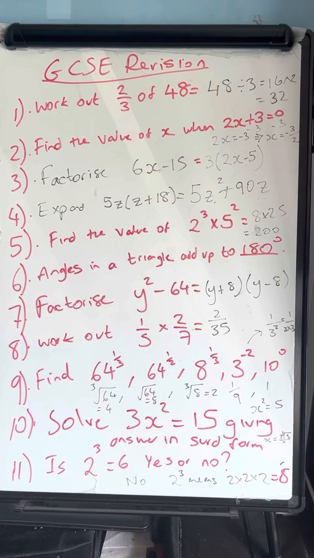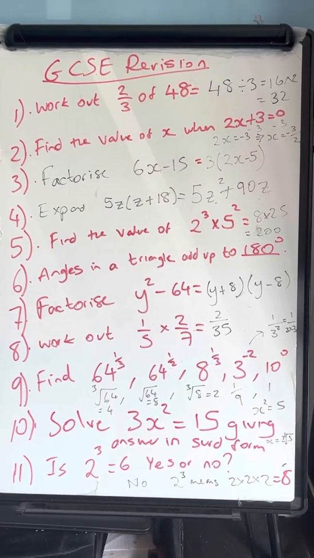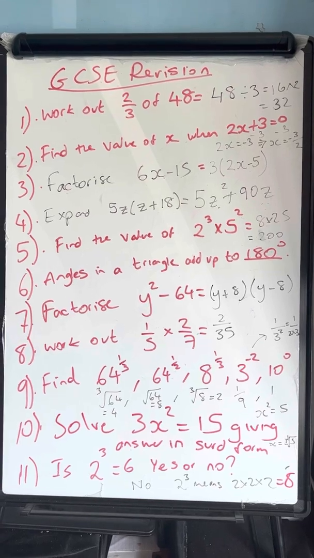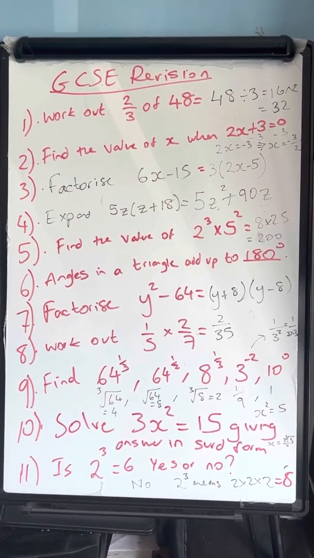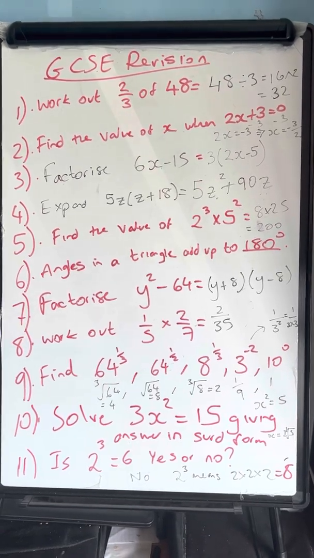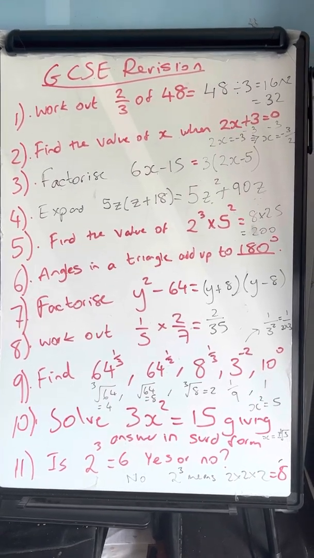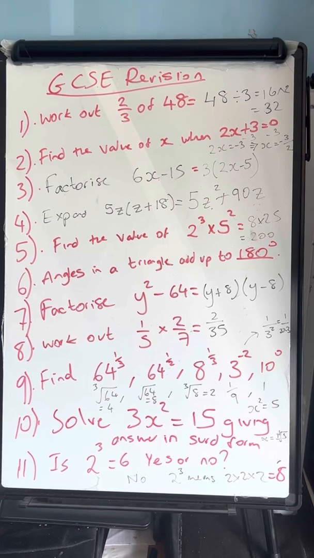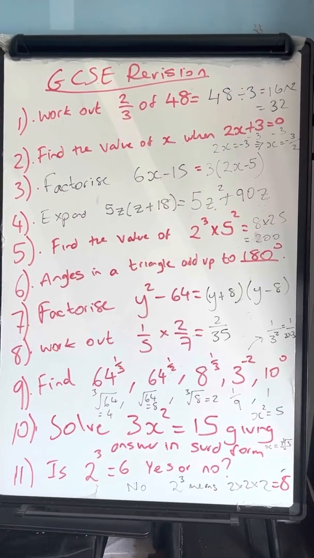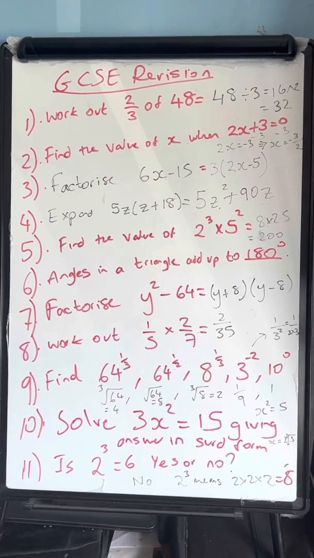Right, guys, we're going to start with question number 1. Work out 2/3 of 48. So this is what I call a fraction of an amount. I divide by the denominator and then times by the numerator. So divide by the bottom, times by the top. 48 divided by 3 is 16, so 1/3 of 48 is 16.